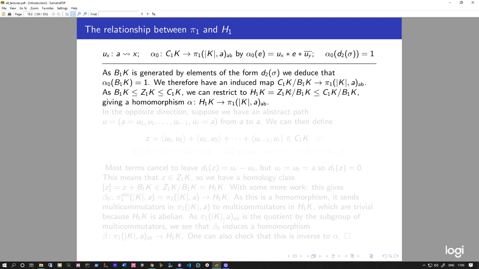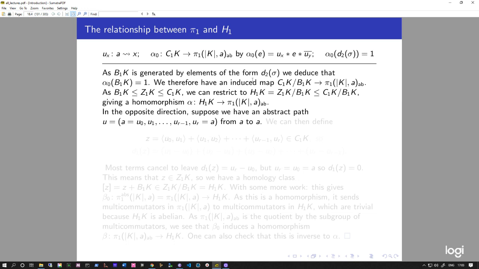And that Z1K mod B1K, by definition, is the first homology group H1K. So now we've got a homomorphism from H1K to this abelianization, which we're going to call alpha. Okay, so we've at least got a homomorphism, and we want to claim that it's actually an isomorphism. So let's start trying to build a map in the opposite direction.